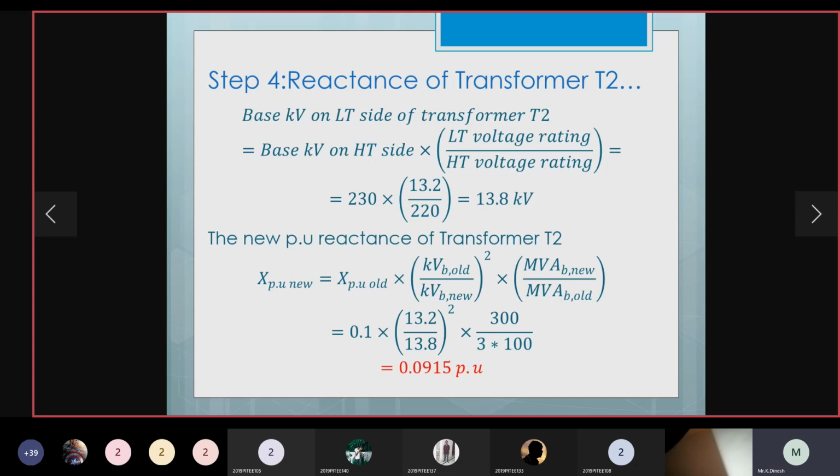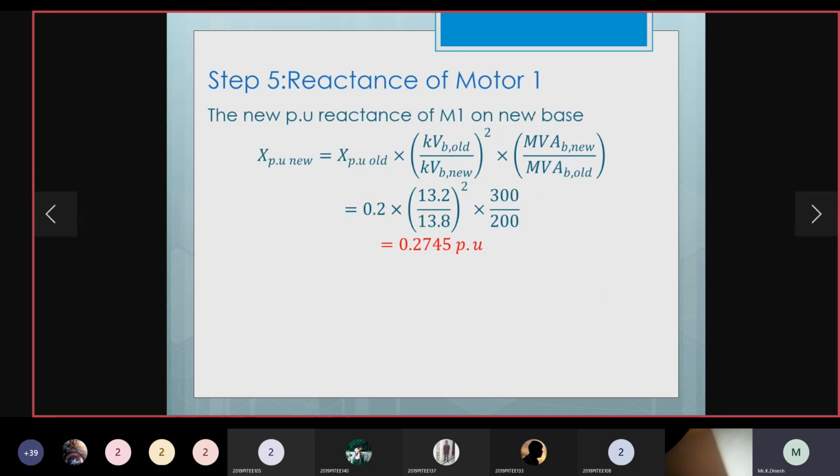So if you have your calculator, check with this answer. So the transformer T2 reactance is 0.0915 per unit. Next we have the motors. After transformer 2, we have two synchronous motors, motor 1 and motor 2.